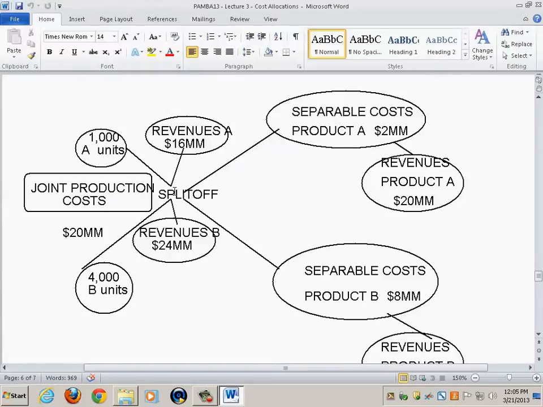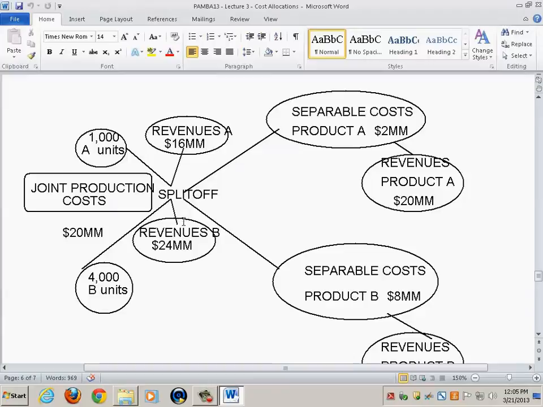So they have values. So we can ask ourselves, if we choose to sell the products at split-off and let somebody else complete them to finished products, what will we generate in revenues? And the estimates are here, 16 million for A and 24 million for B if we sell them at split-off. If we don't sell them at split-off, we will incur separable costs to bring each one of those products to completion. And the separable costs, in this example, additional separable costs are 2 million for A and 8 million for B.